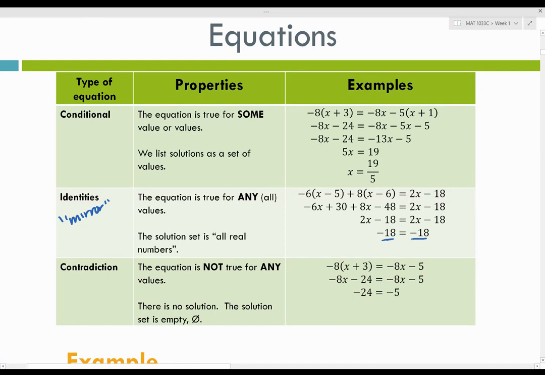Now, the last type of equations that we're going to run into are called contradictions. A contradiction is an equation that's not true for any value. So it doesn't matter what you plug into the equation, it's never going to be true.